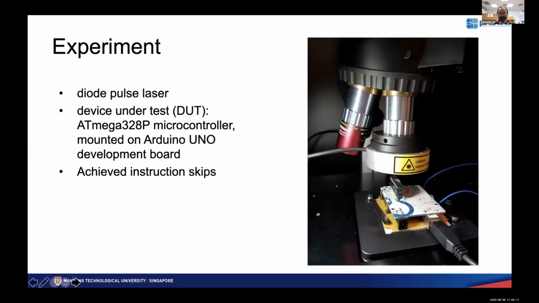So this picture shows the setup of the experiment in our lab. We have a pulse laser, and the device under test is an ATmega328P microcontroller mounted on an Arduino Uno development board. What we achieved here is instruction skips.